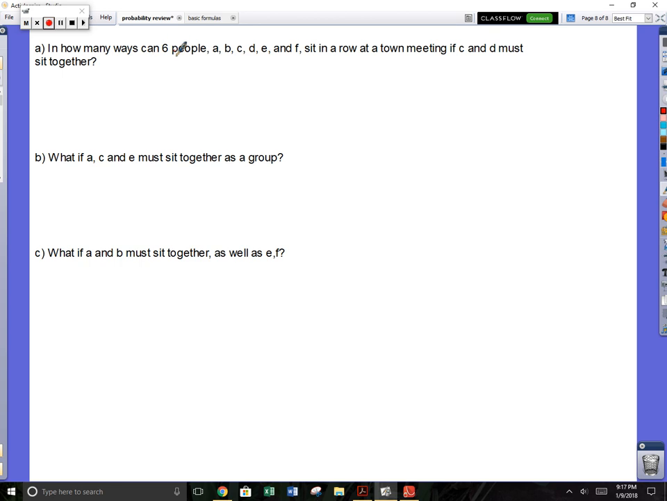How many ways can 6 people, A, B, C, D, E, and F, sit in a row at a town meeting if C and D must sit together? Alright, so here we go. We've got a seat, a seat, a seat, a seat, a seat, and that's it. There are actually only 5 positions. C and D, we're going to marry them and call them one option. So we're going to bind these 2 together. So how many different choices do I have to put in this first seat? I could put A or B, or I could put C, D, or I could put E, or I could put F. There's only 5 choices.